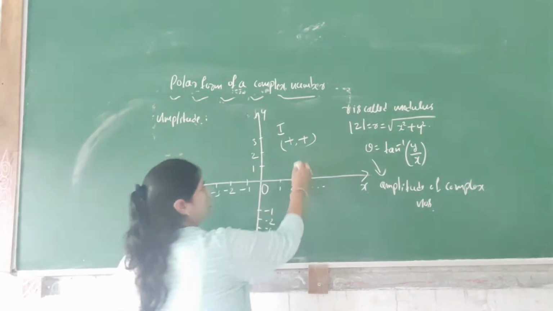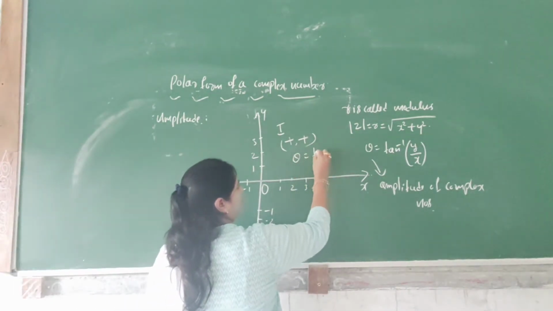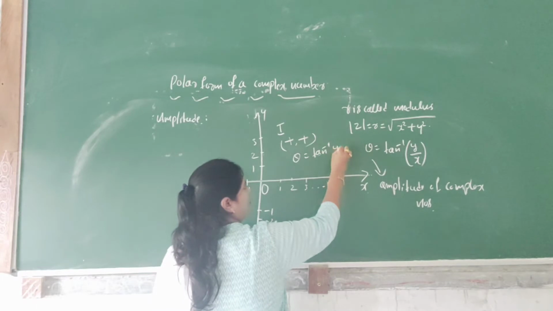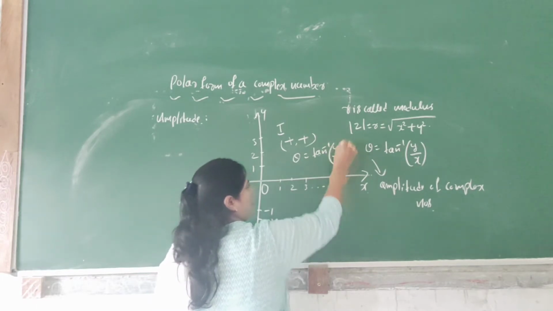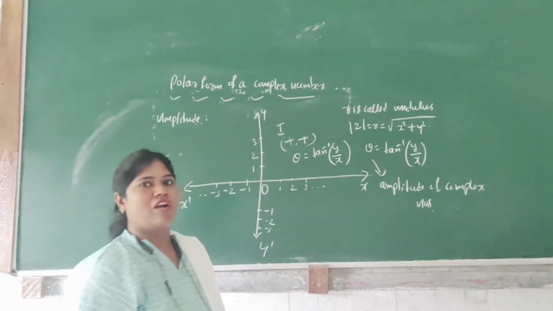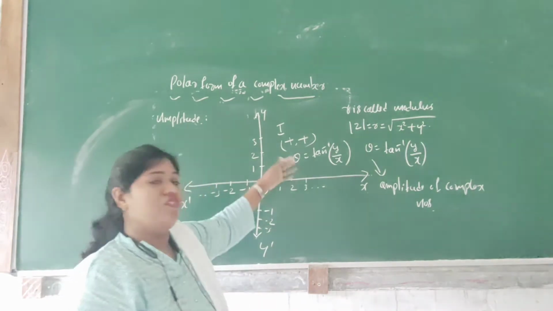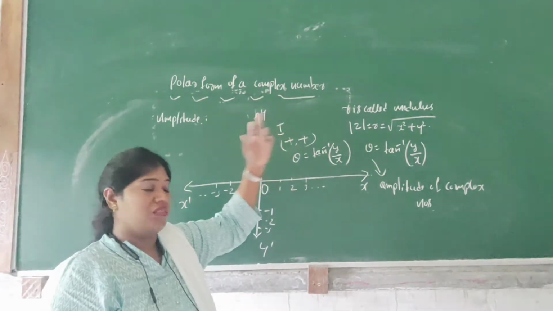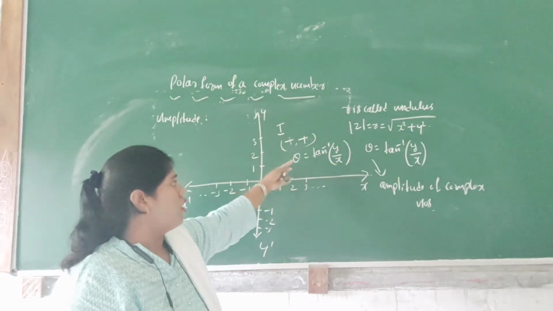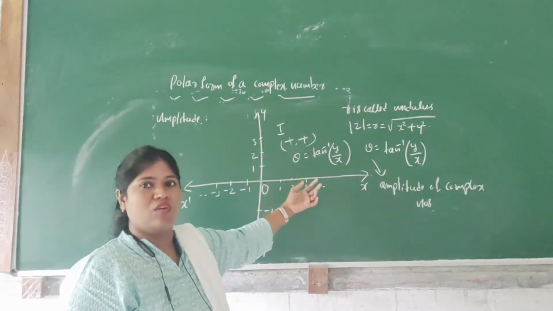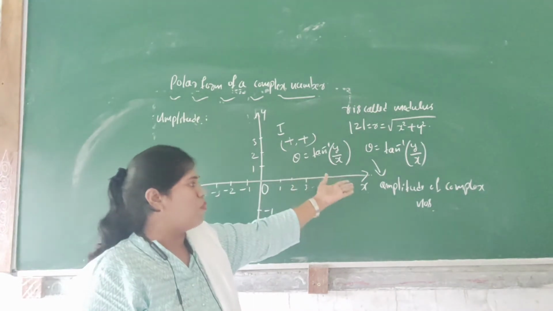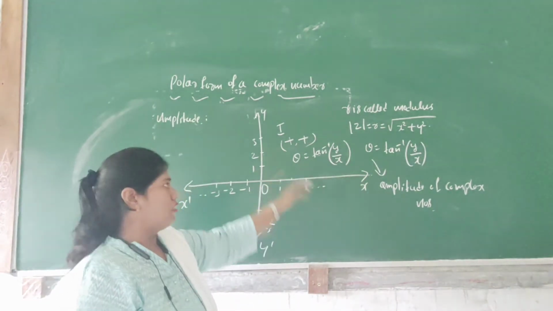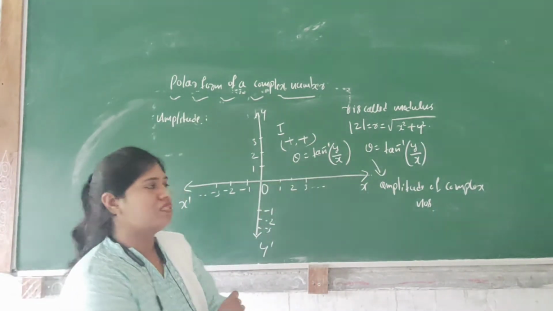For this, theta is tan inverse of y by x. We have to remember this formula according to the quadrant in which the complex number lies. Depending upon that, we have to write the formula. Then only you will get the absolute amplitude of a complex number. Otherwise, you will get wrong answers.